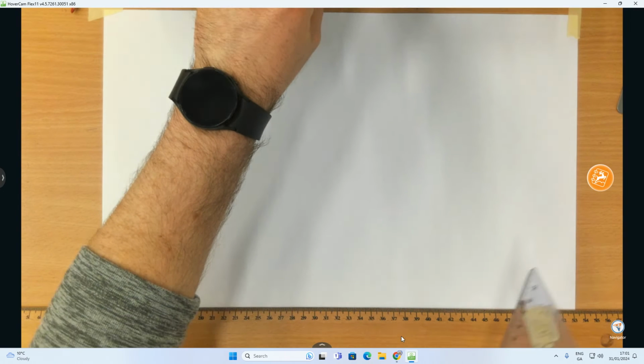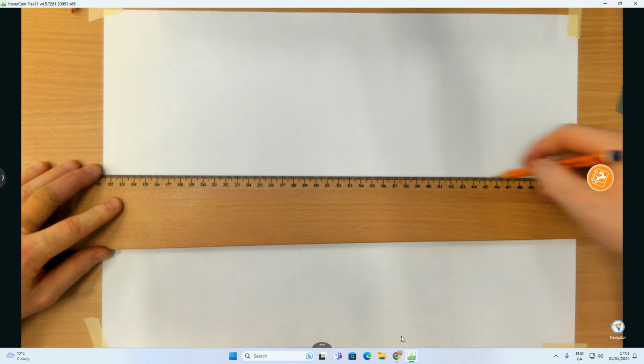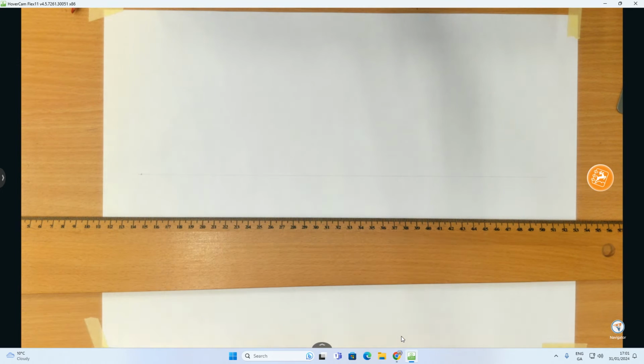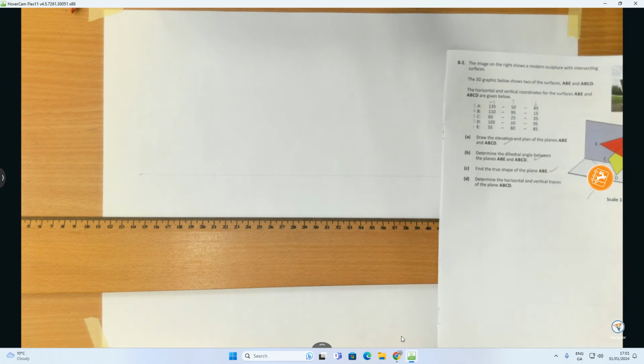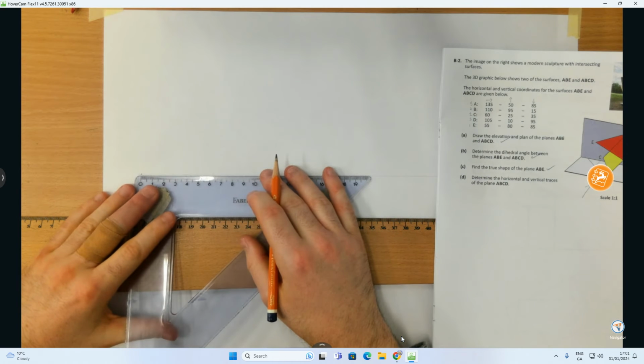Starting off with an XY line roughly in the middle of my page, I'm going to pick somewhere about here to start my drawing. I'm going to measure in those coordinates. Reading number 1 is 55, so from that mark, I'm going to measure in 55.